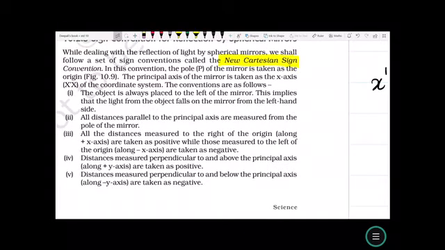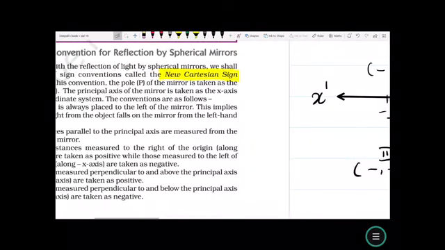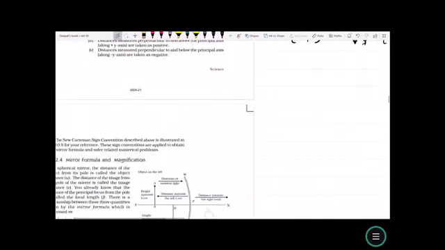Now let us see how it is useful. The object is always placed at the left side of the mirror. The word convention says that it is for our convenience. So we generally take the mirror as placed on the left side of the origin. The object is always placed on the left of the mirror. This implies that the light from the object falls on the mirror from the left hand side.